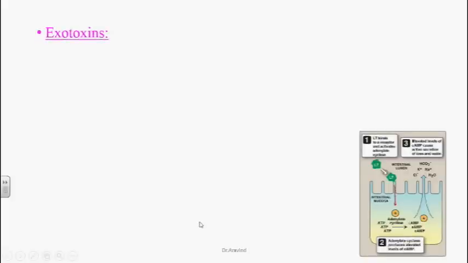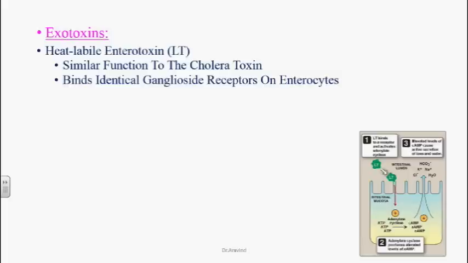It can secrete three varieties of exotoxin. The first one is heat labile enterotoxin, referred to as LT, and this heat labile enterotoxin has similar functions like cholera toxin. It is an A and B type of toxin, and this B unit always binds to ganglioside receptors on the epithelial cells of the enterocytes. Here on the right side you can see the diagrammatic representation of LT function.